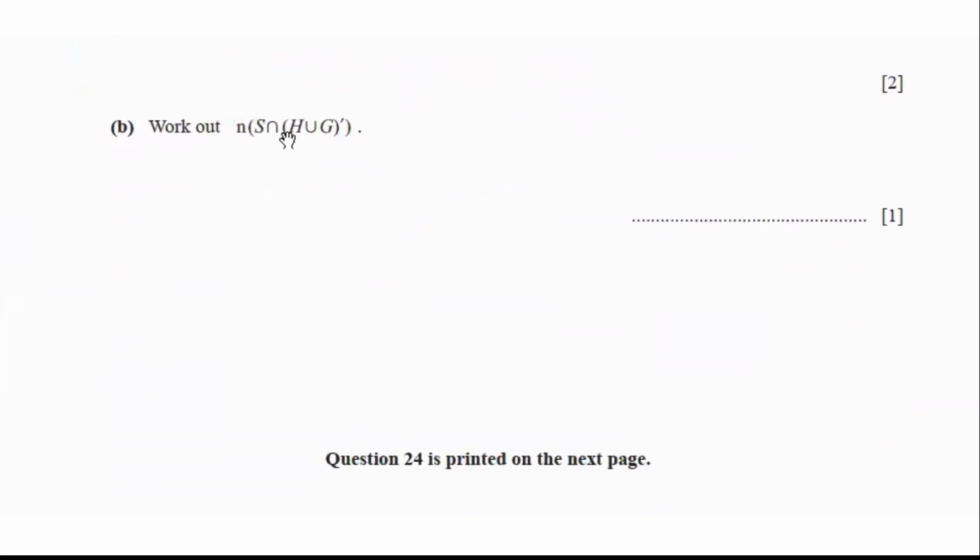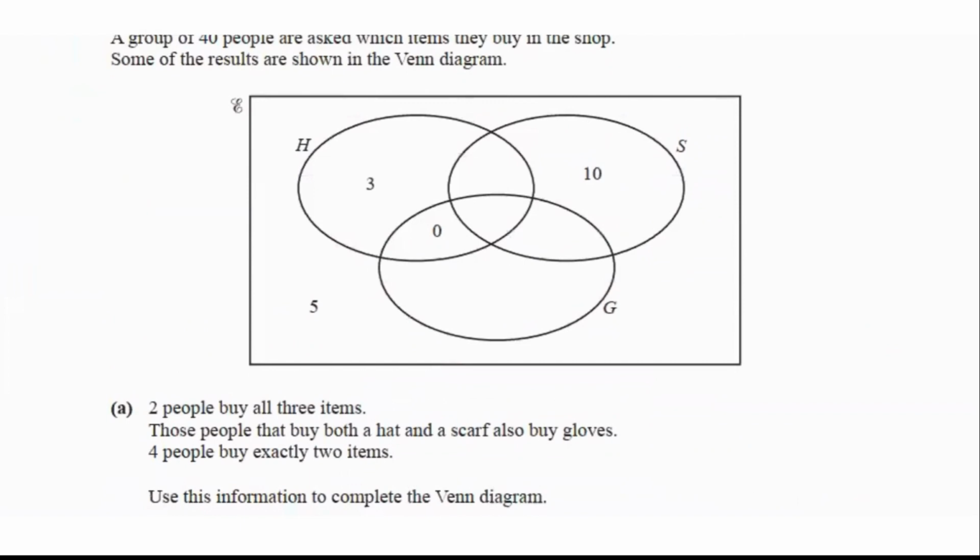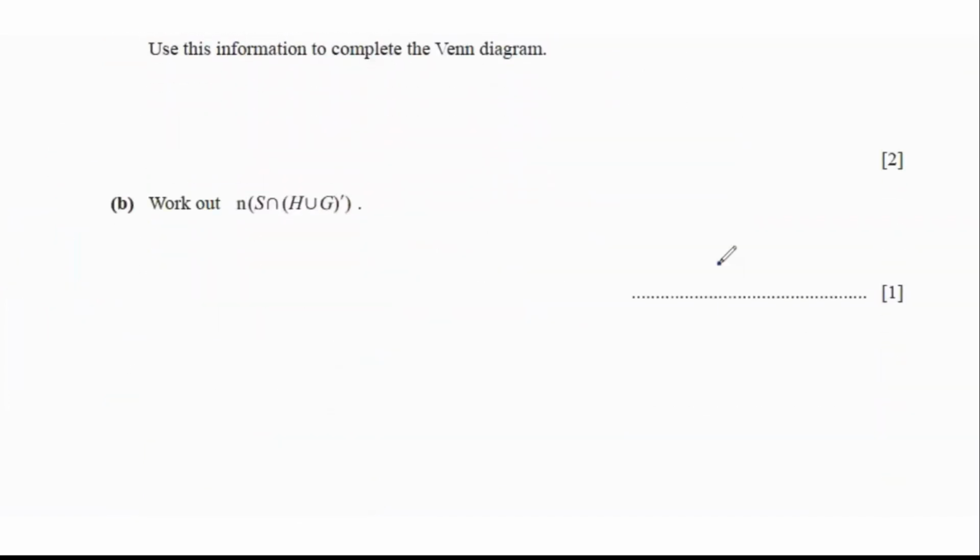Work out the number of scarf intersection with hats, union, gloves, complement. So hat, union, glove, complement is going to be just this 10. Because hat, union, glove, complement is everything that is not included in hats and gloves. So that's 10 and 5. But since the intersection is between scarves and the complement, we remove the 5 and our focus is just going to be on 10. So your answer is 10 for this.